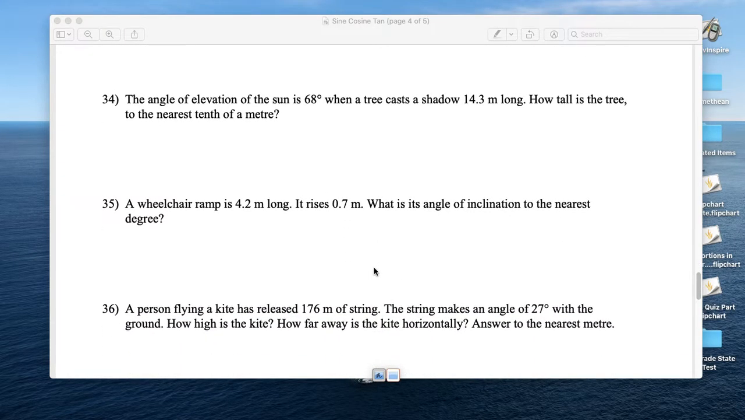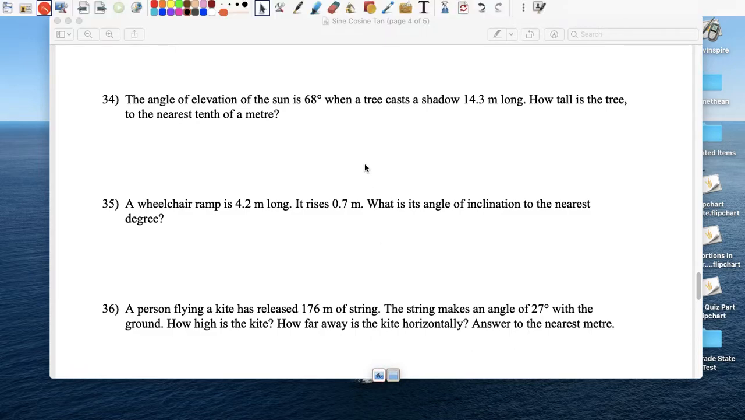Problem 34: the angle of elevation of the sun. Let me draw the tree. The angle of elevation of the sun is 68 degrees when the tree casts a shadow 14.3 meters long. How tall is the tree, to the nearest tenth of a meter? Now that's the British spelling, or the Canadian spelling.